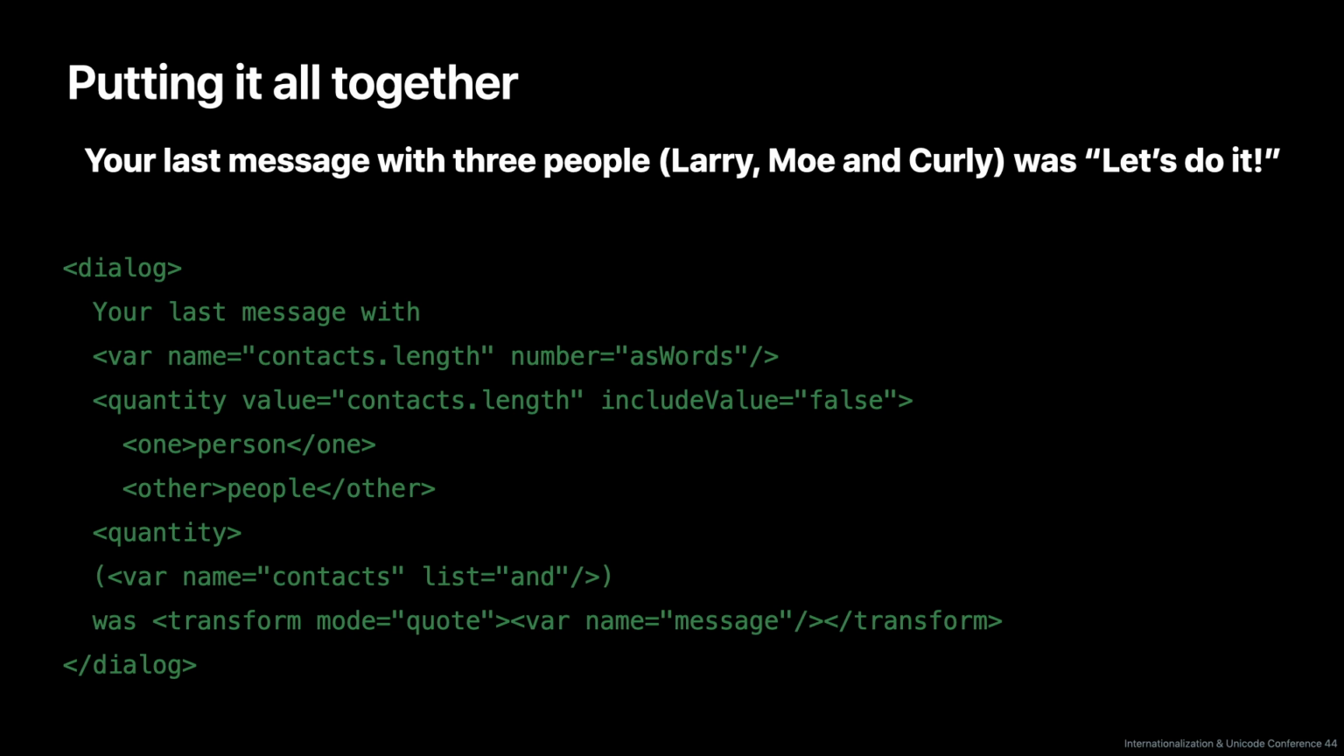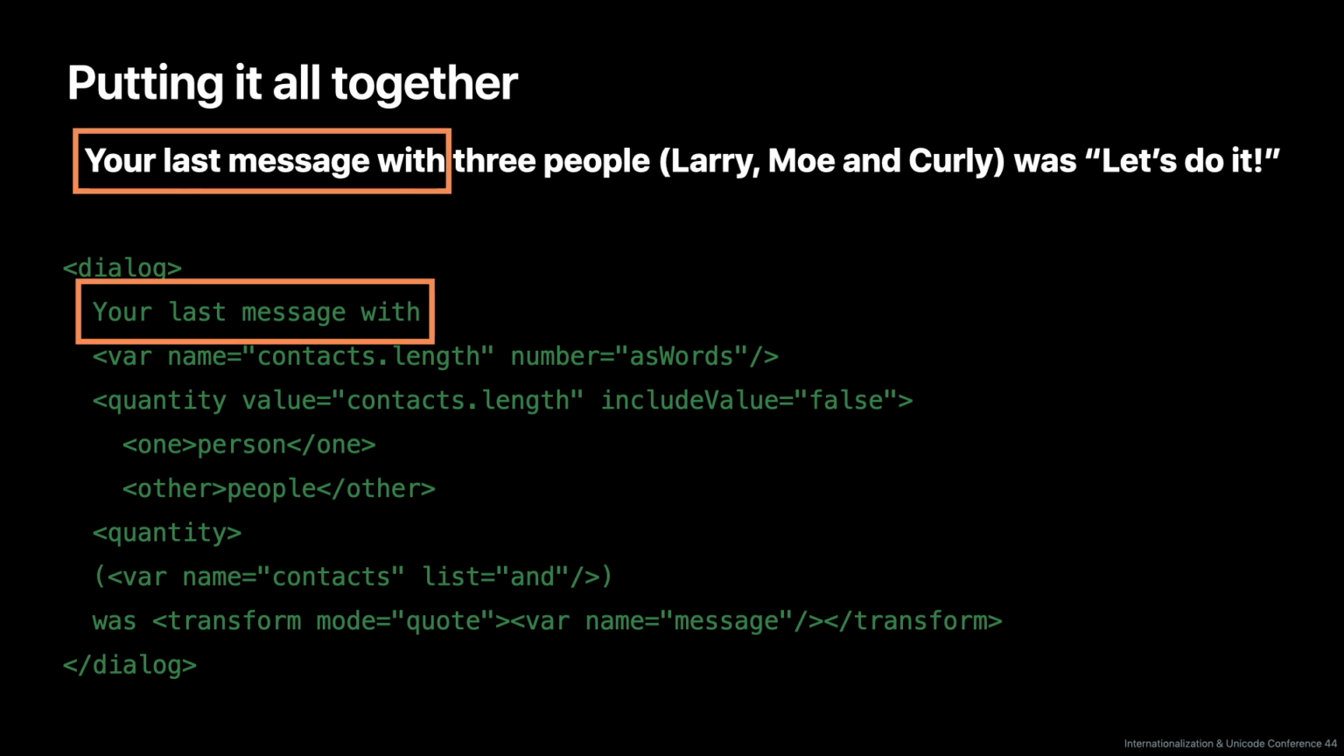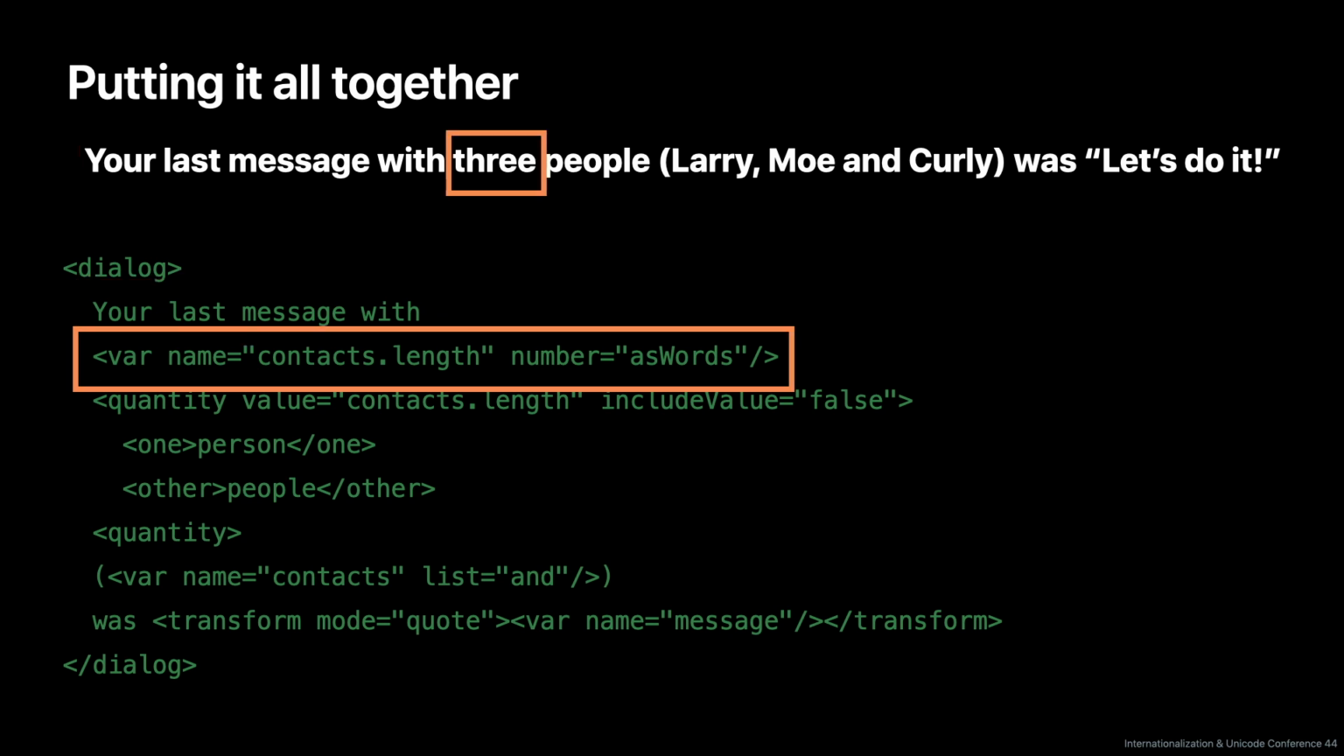Okay, so let's put all of this together into a single example. Here we have a single line of dialogue in a CAT file that uses a number of the features we've talked about today. Let's walk through how it produces its output. The first part is just a static piece of text for your last message with. Then we dynamically output the number of items in the contacts array that's passed in at runtime, and we format that number as words. So this produces the output 3 spelled out as a word.